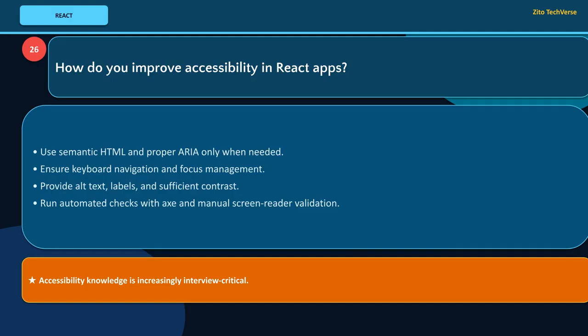26th. How do you improve accessibility? Always prefer semantic HTML and ensure keyboard navigation works as expected. Manage focus correctly, use ARIA labels where necessary, and ensure high color contrast. Supplement this with automated tools like Axe, but prioritize manual testing with screen readers.